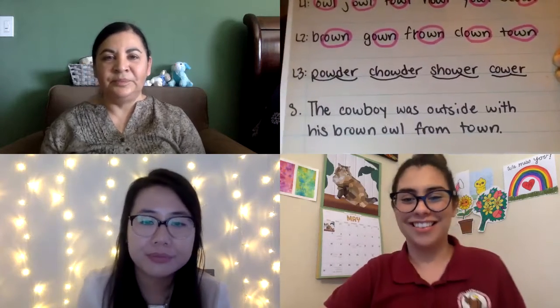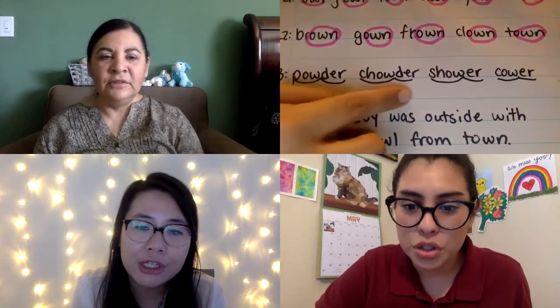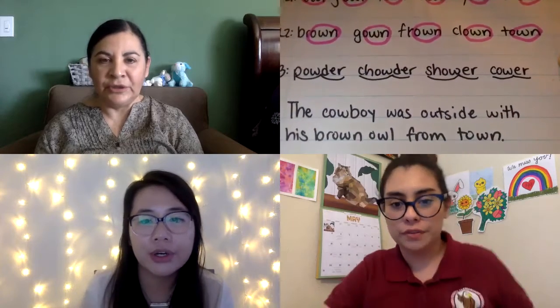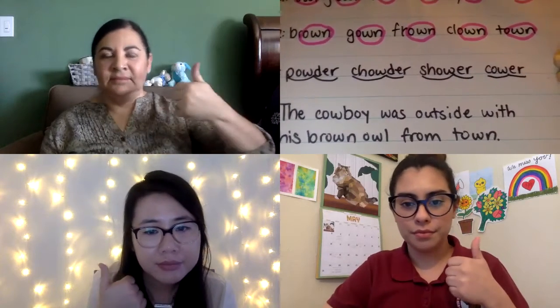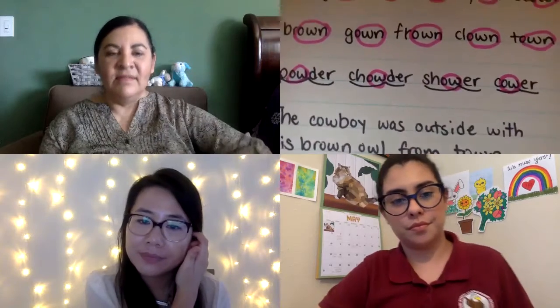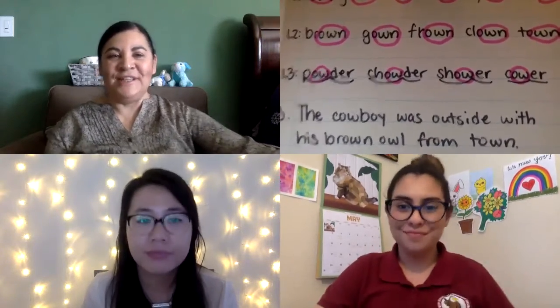Power. Reread for fluidity. 3, 2, 1. Powder. Powder. Chowder. Chowder. Shower. Power. What did you notice, Miss T? I noticed the ow sound spelled O-W. O-W here. O-W here. O-W here. O-W here. Miss Hernandez, what did you notice? Yes, they all have the spelled E-R at the end of the word. Bing, bing, bing. Awesome sauce.